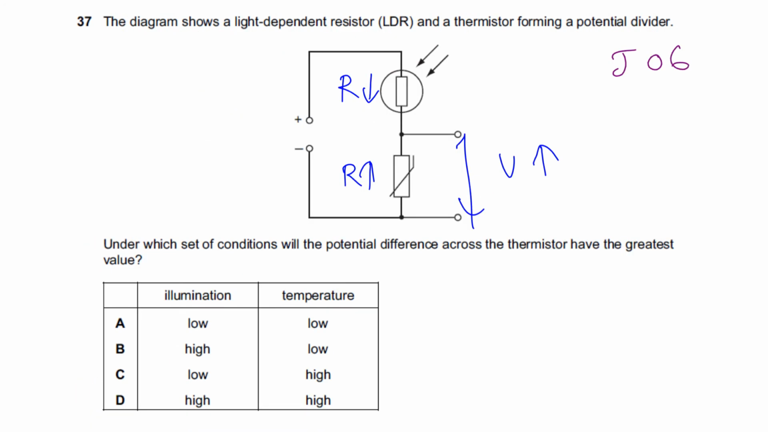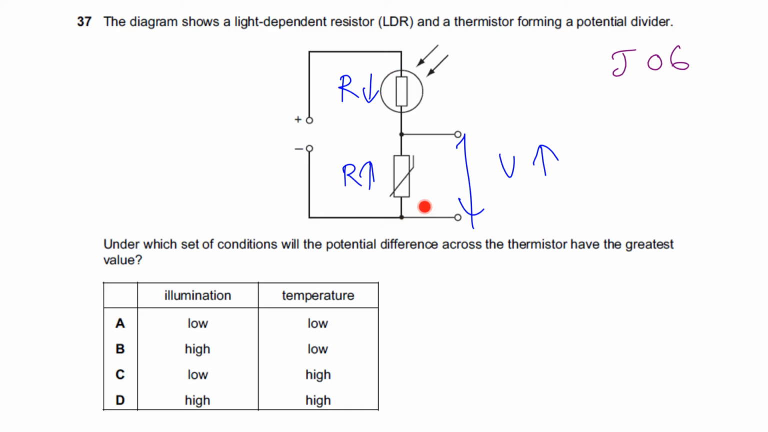Okay? So in this case here, you want the PD across the thermistor to have the greatest value. That means you want this side to be the highest voltage. For this side to be highest voltage, this voltage should be divided between these two. So this side must be high resistance. This side must be low resistance.